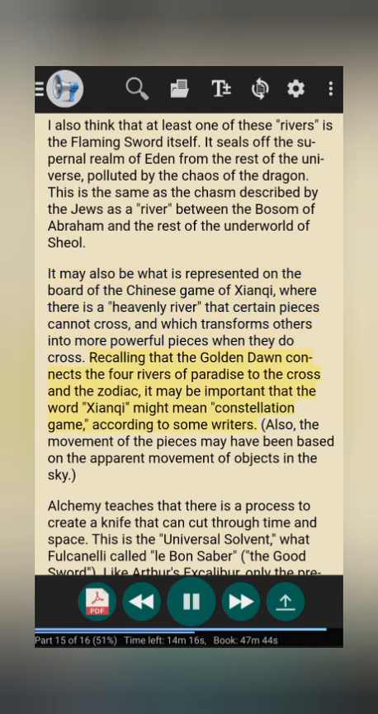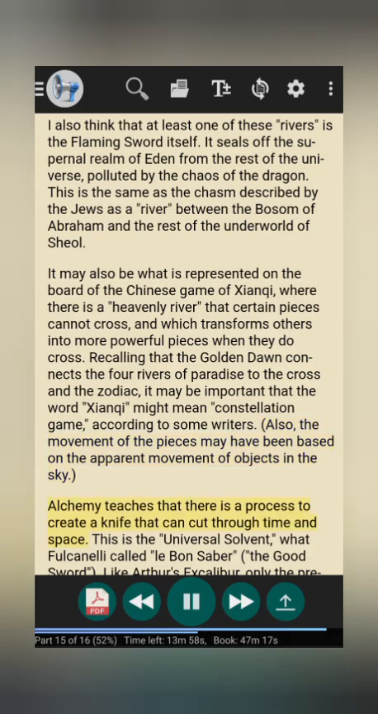Recalling that the Golden Dawn connects the four rivers of paradise to the cross and the zodiac, it may be important that the word Jiangqi might mean constellation game, according to some writers. Also, the movement of the pieces may have been based on the apparent movement of objects in the sky.